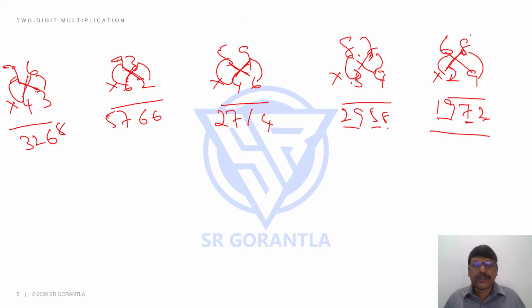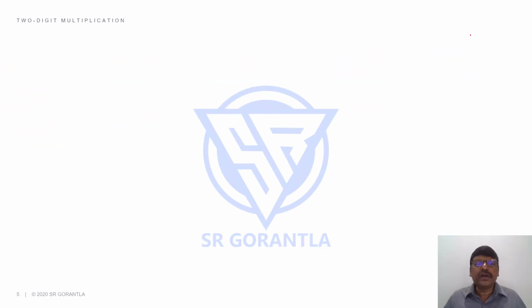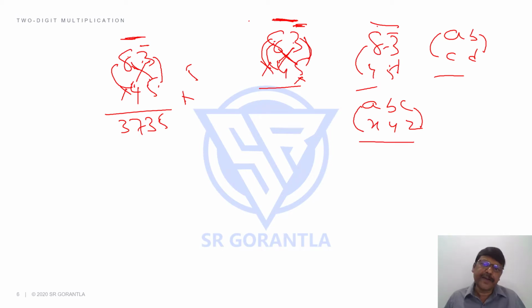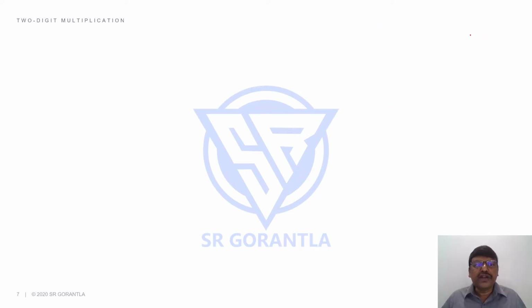So this is about the 2 digit multiplication. Is that fine? Right. So what you can do, students, is write down a few numbers and keep multiplying them at random. See, and if you see, you're only doing addition, you're not doing multiplication.